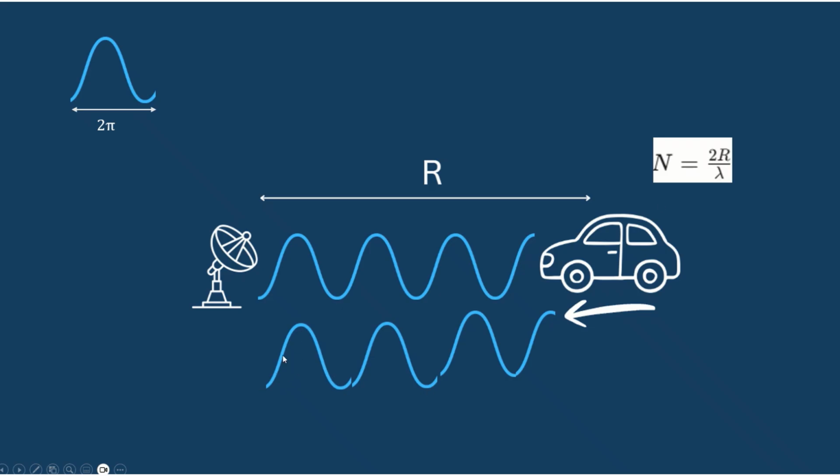Lambda is the length of each cycle. So the total phase can be given by 2 pi into n, where 2 pi is the phase of a single cycle.